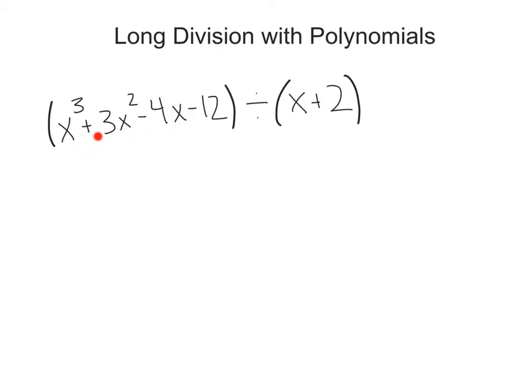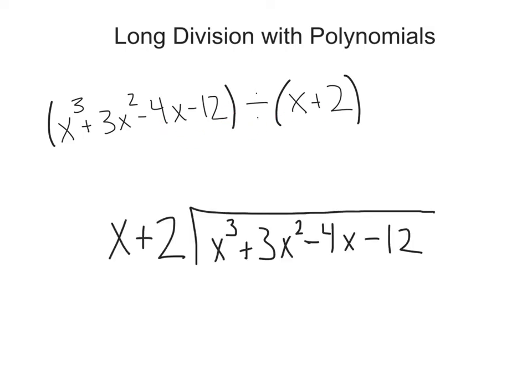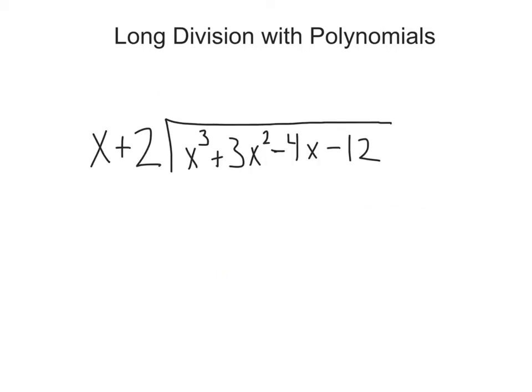Okay, let's take x cubed plus 3x squared minus 4x minus 12 divided by x plus 2. Just like in third grade, let's rewrite this using that little house. That'll give us x plus 2 with the division bar, x cubed plus 3x squared minus 4x minus 12. This is going to help us organize our thoughts and information. All right, so this is going to be really similar to third grade long division with a few minor adjustments.